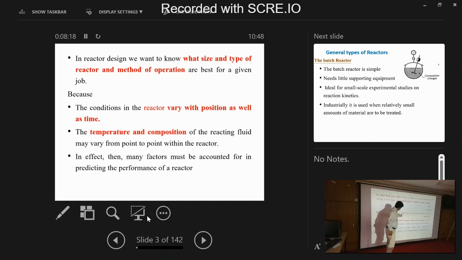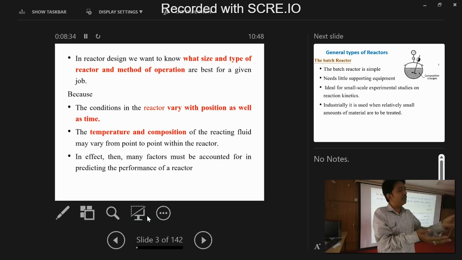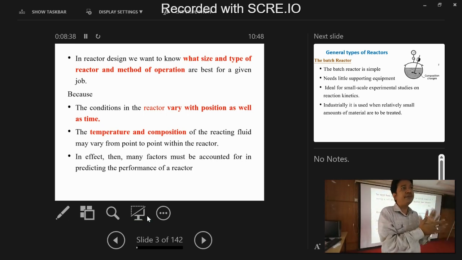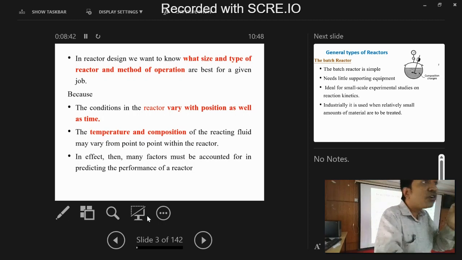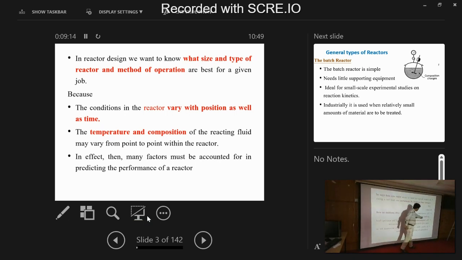Look at this line: the conditions in the reactor vary with the position as well as time. What do you mean by this? See, when you took a beaker in your day-to-day laboratory, when you add some reactants and allow them to react for some time, now imagine, will the concentration be the same after 1 hour, the same after 2 hours? The concentration will not be the same. That means composition, concentration is going to vary with time. The conditions vary with time.